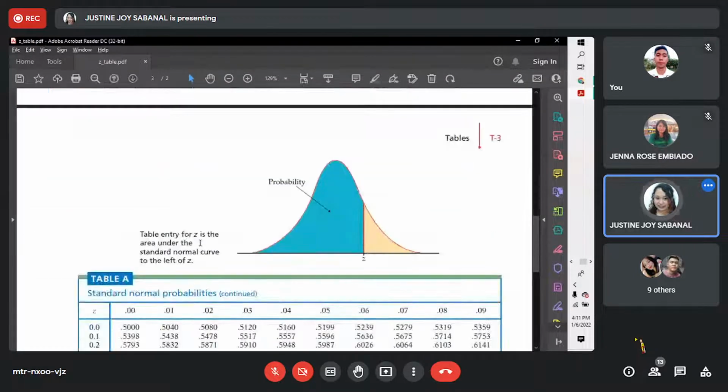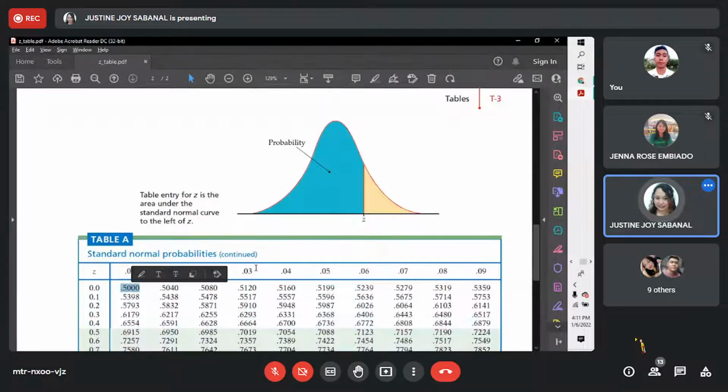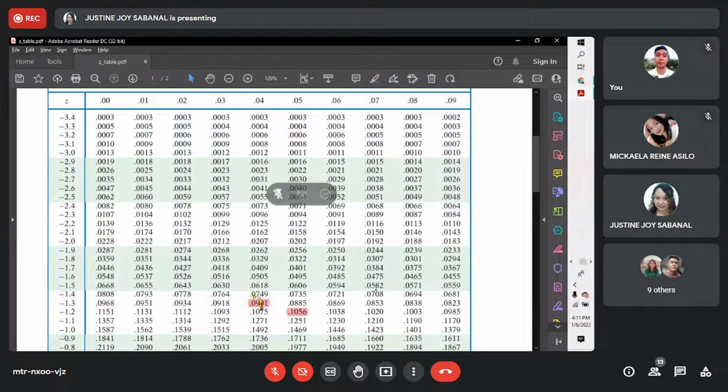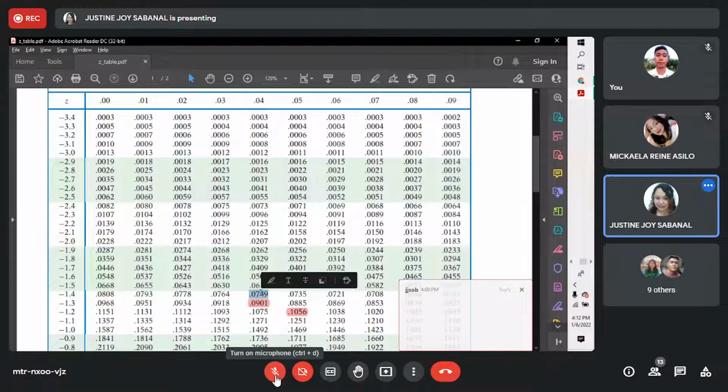Ang 0, ito po, we have 5,000. Ang negative 1.44 ay anong value po? 0.0764 po. 0.3 lang yun. Negative 1.43 lang. So, ito po, 0.0749 pala, ma'am. Okay. Correct. Thank you.